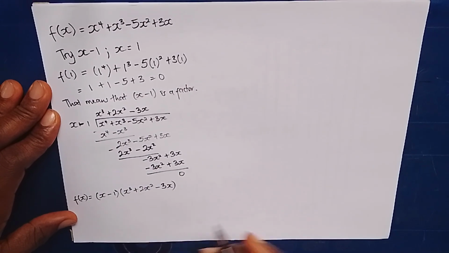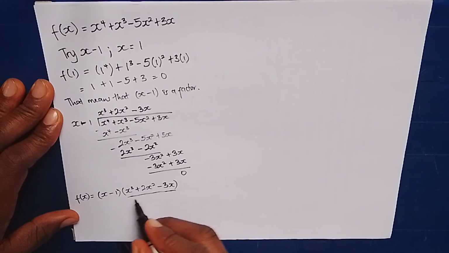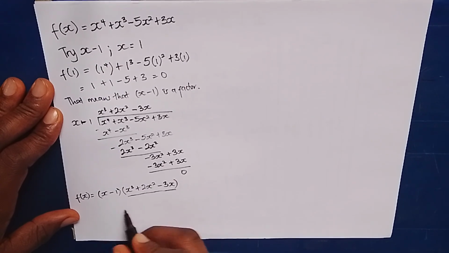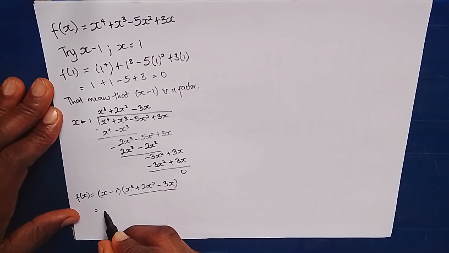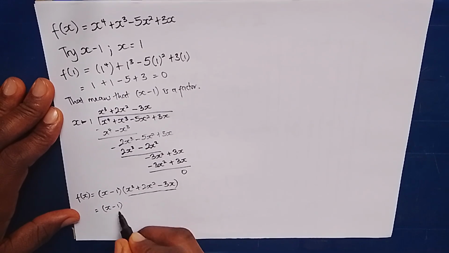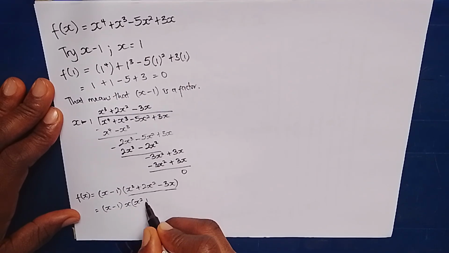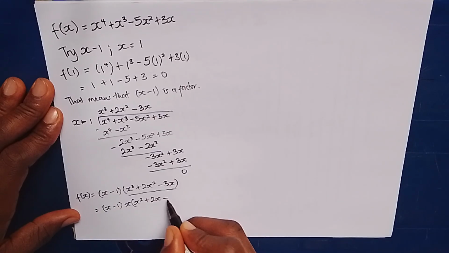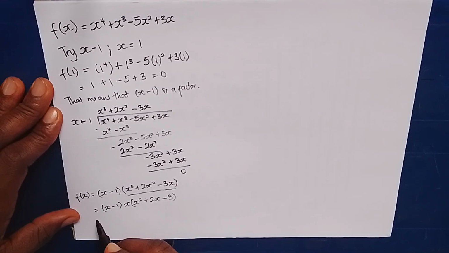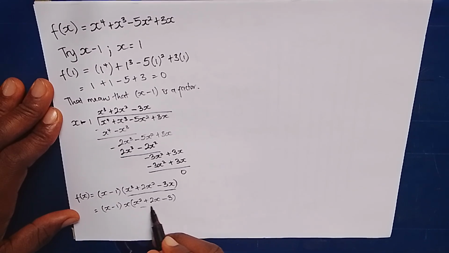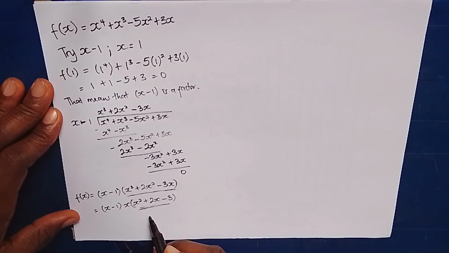So we can further factorize this factor. That is, we factor out x. One thing that is common between all three terms is x, so we can factor it out. This becomes x minus 1, x, bring out x here, you have x squared plus 2x minus 3. So this can be factorized further. This is a quadratic expression.